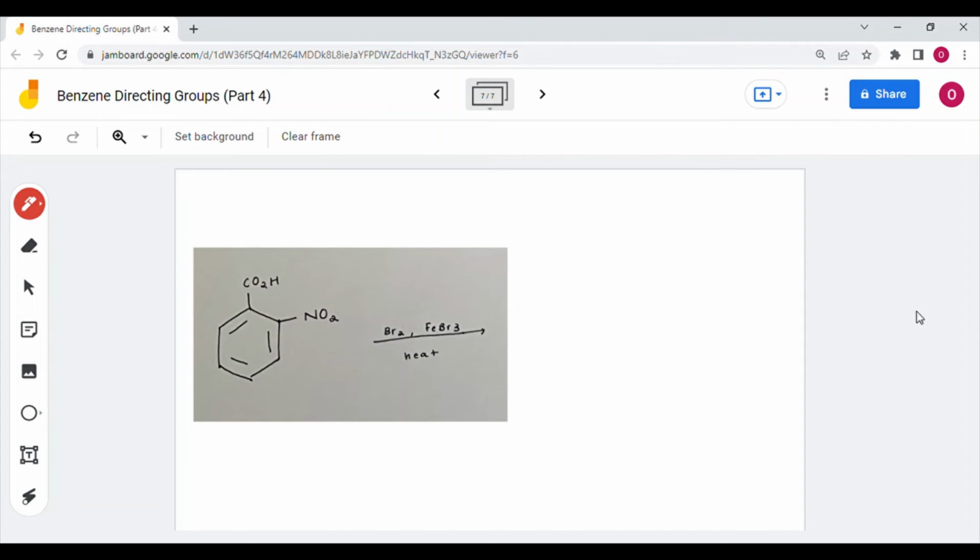And for our final problem, the first step, as you know, is to identify whether these groups are ortho-para or meta-directing. So we know that NO2 is going to be an electron withdrawing group because of the reasons I stated in the previous problem, and carboxylic acid is also going to be an electron withdrawing group.